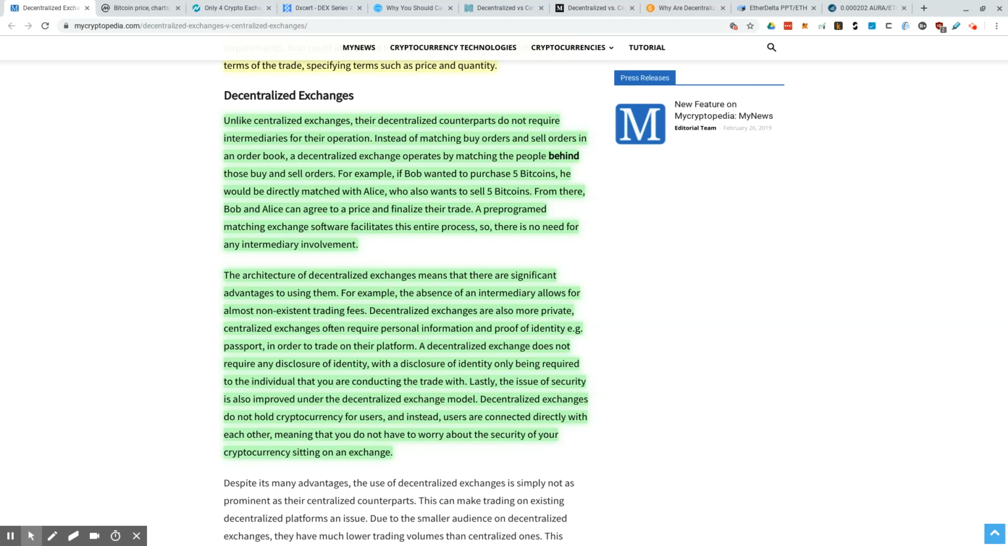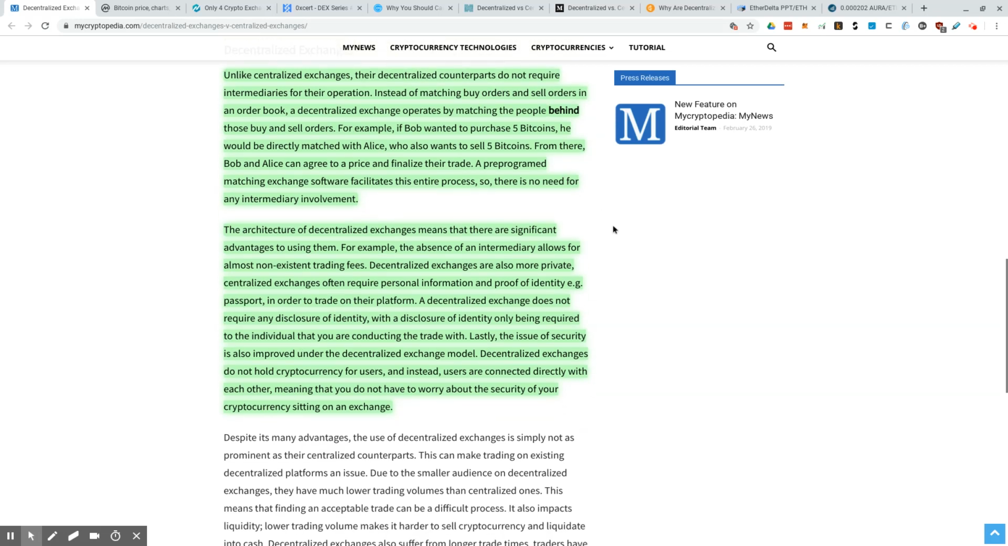For example, if Bob wanted to purchase 5 Bitcoins, he would be directly matched with Alice, who also wants to sell 5 Bitcoins. From there, Bob and Alice can agree to a price and finalize their trade. A pre-programmed matching exchange software facilitates this entire process, so there is no need for intermediary involvement. So there's no need for a centralized institution to actually set up the trade, because this can all be done in a smart contract.